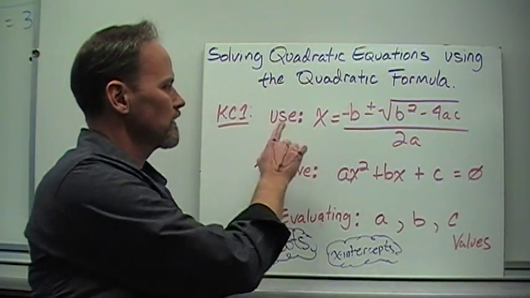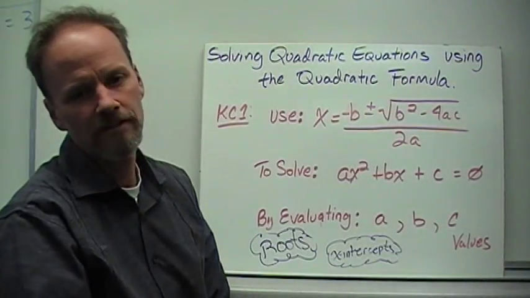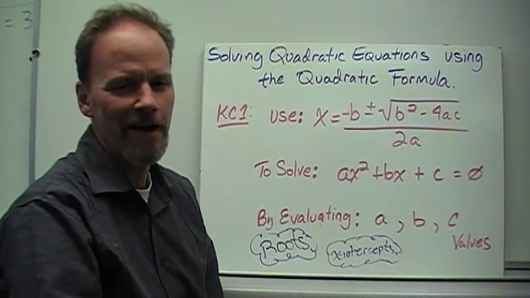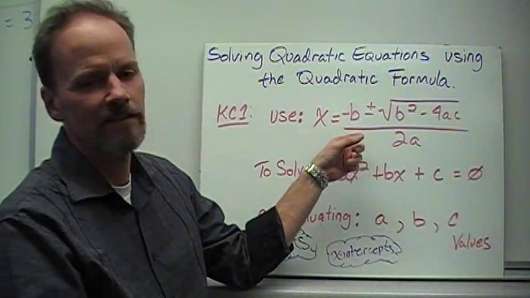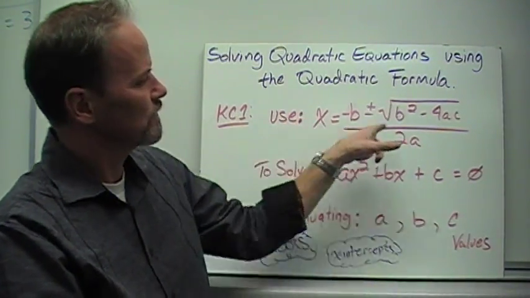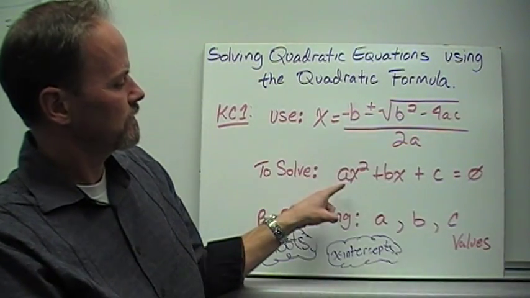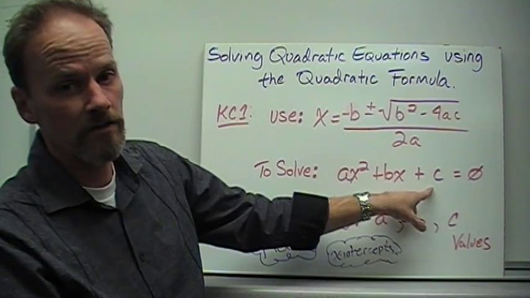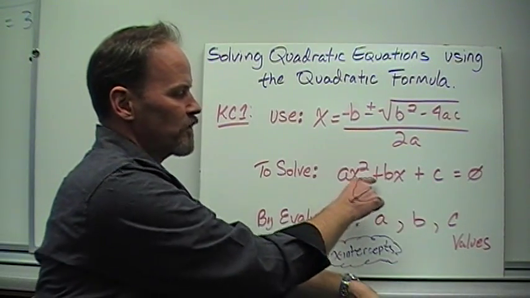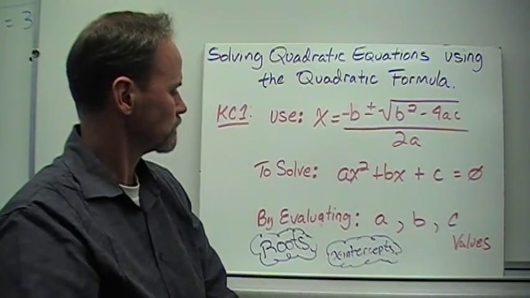We're going to take this long formula. It looks kind of big, looks kind of scary right now, but it's actually going to help us a lot. It's going to make things easier for us. We're going to use the quadratic formula to solve a quadratic equation, ax squared plus bx plus c equals 0. This one's in standard form.